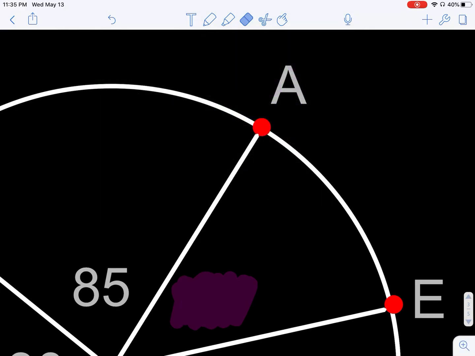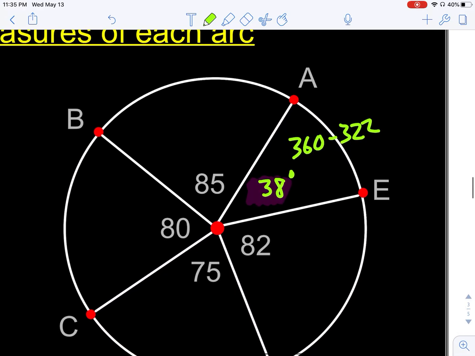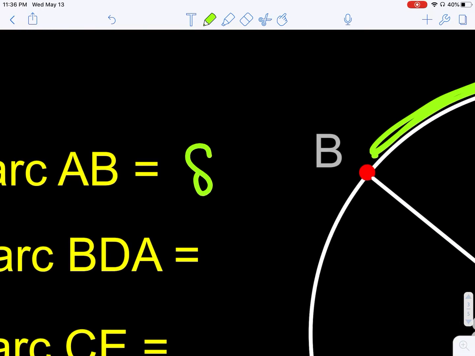All right. So if I take 360 minus 322, I'll get 38 degrees. So 38 degrees there is going to be that missing one. And that's one way to do it: just figure out what's missing, and then you can add them all up. So arc AB, no surprise there, minor arc from there to there. That's going to be 85.